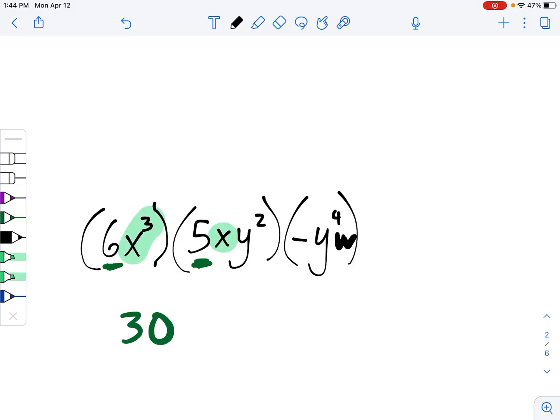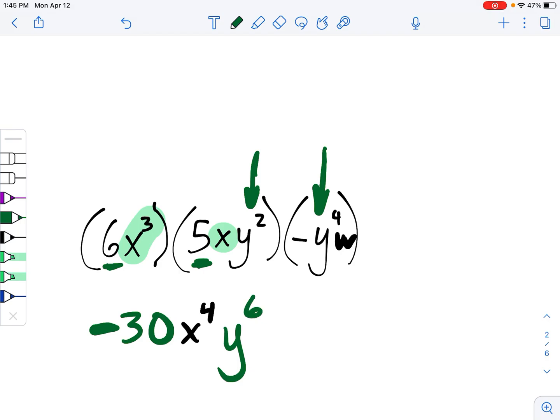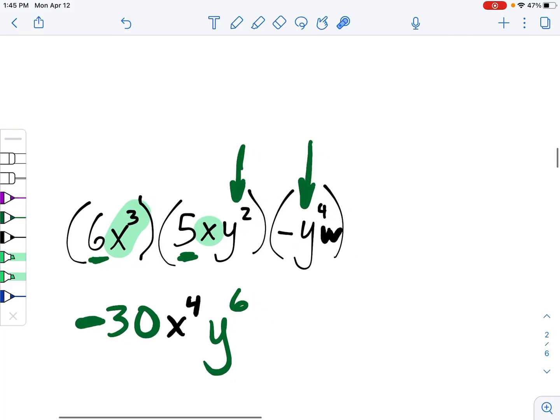Now I'll take my x's, x to the 4th, and now I'll look at my y's. So y squared and negative y to the 4th. So my negative's going to go out in the front, and it'll be y to the 6th. So when I go through, I did the 6 and the 5, and I took care of the negative, negative 30. X cubed times x gives me x to the 4th. Y squared times y to the 4th gives me y to the 6th.